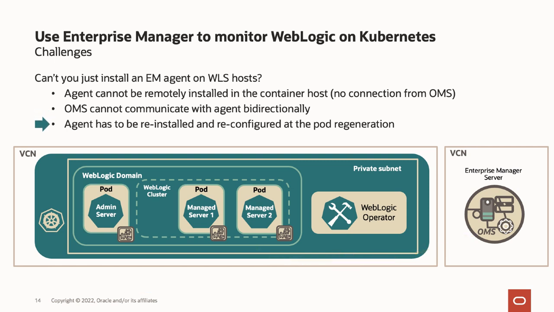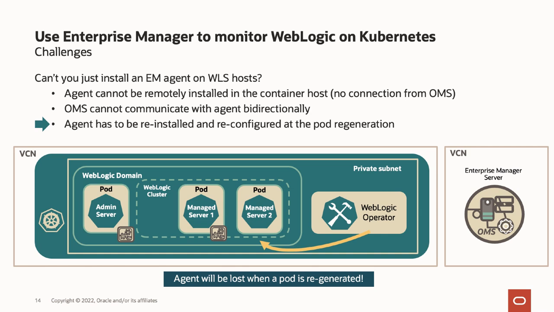Another challenge of having the EM agent in a pod is managing the lifecycle of the agent. Kubernetes pods are transient in nature, so if a pod fails, the WebLogic Kubernetes operator automatically creates a new replica of the pod to continue the operation. However, in this case, the EM agent won't be automatically reinstalled to this pod. You will lose the agent when the pods are recreated. So if you have an agent in a pod or in a container, you must go through the installation and discovery process manually every time the pods are destroyed and regenerated. So these are the problems or challenges you would expect when installing EM agent into the Kubernetes pods. And that is why we need a different approach. Next, let's talk about the solution.